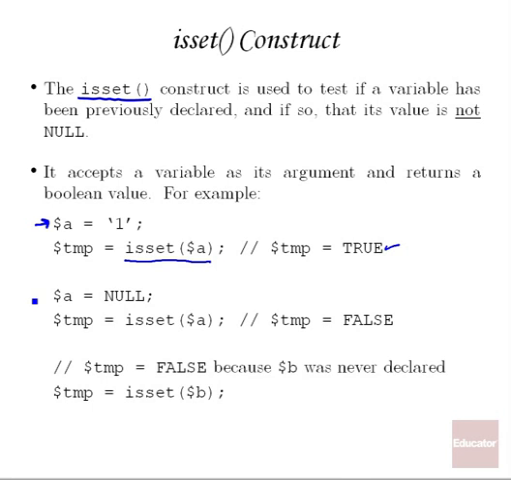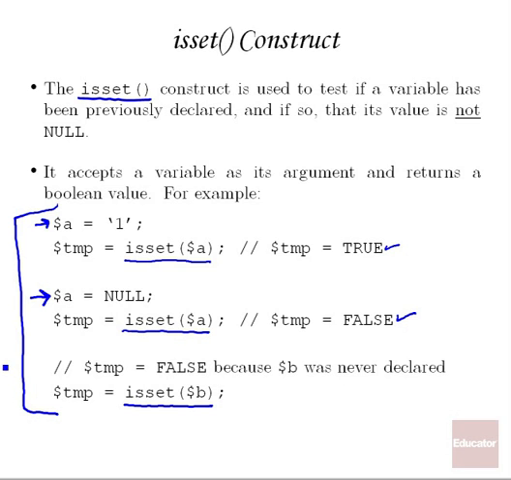Now if we went down here and changed the value of a so that it's equal to null, and we run the isset construct on a again, temp is going to be equal to false. That's because even though a was declared, its value was null. And then finally, if we run isset on a variable b that has not been declared, let's assume this was all one script, because b has not been previously declared in this script, isset is going to return false.